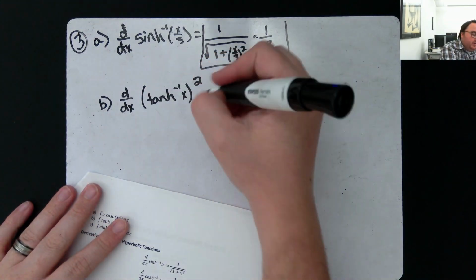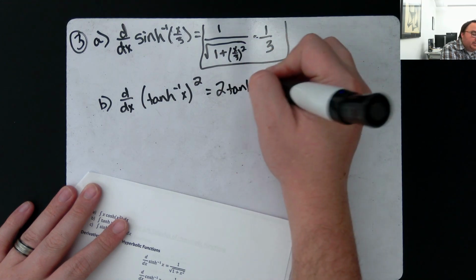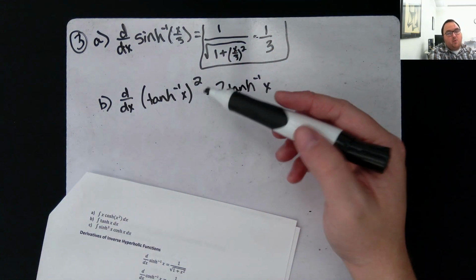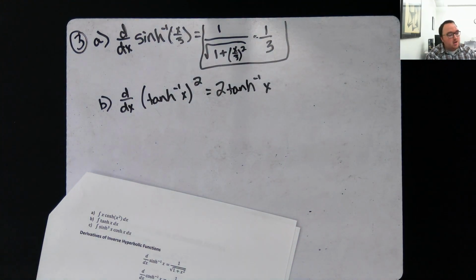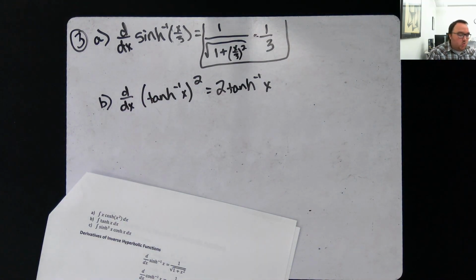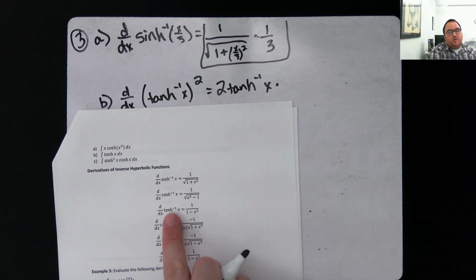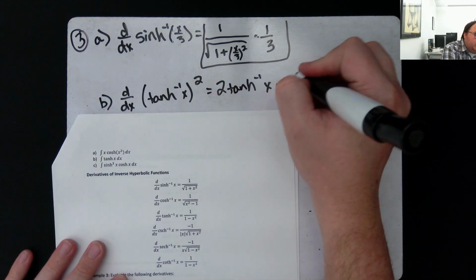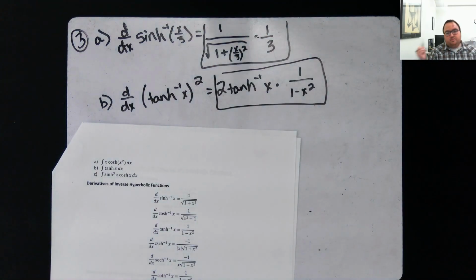So bring the 2 down, which gives me 2 inverse hyperbolic tangent of x. My new power, remember I decreased this by 1, which would just make it a 1, so that's good. Inverse hyperbolic tangent is what was being squared, so I also need to multiply this by the derivative of that. The derivative of the inverse hyperbolic tangent is 1 over 1 minus x squared. Easy enough. Once again, just chain rule.